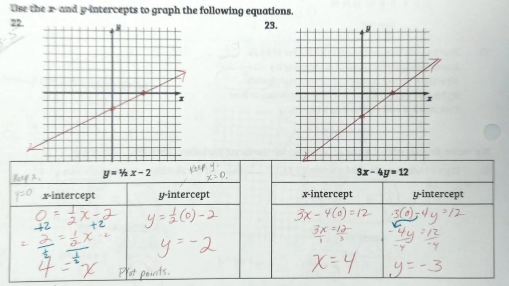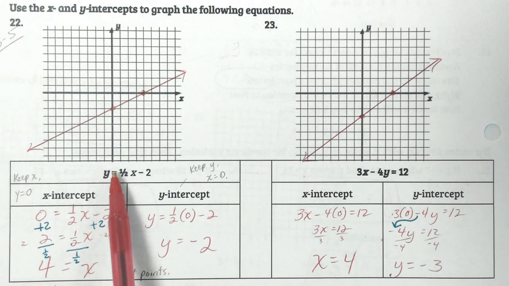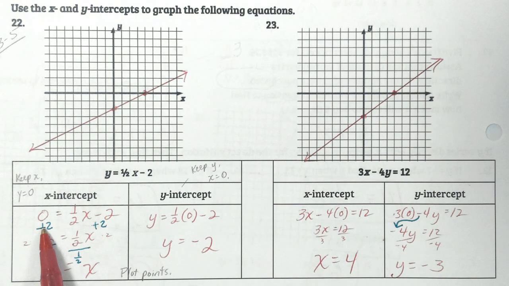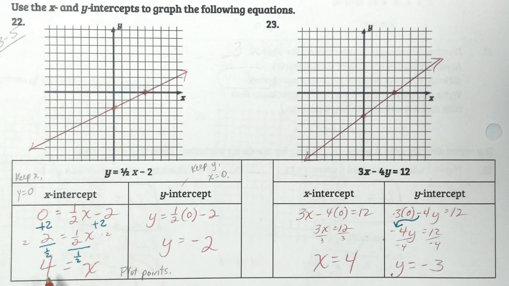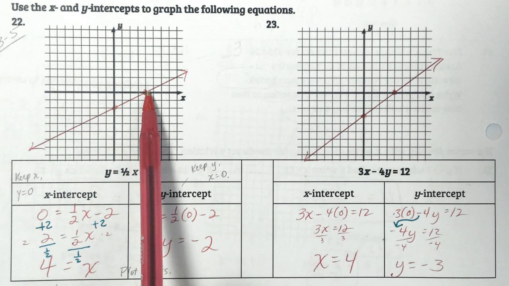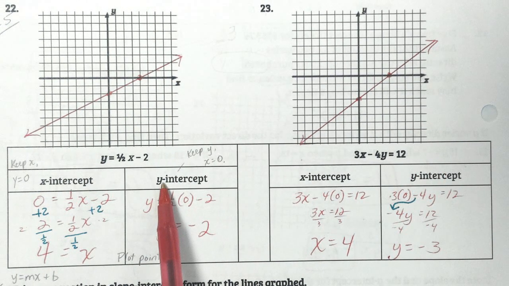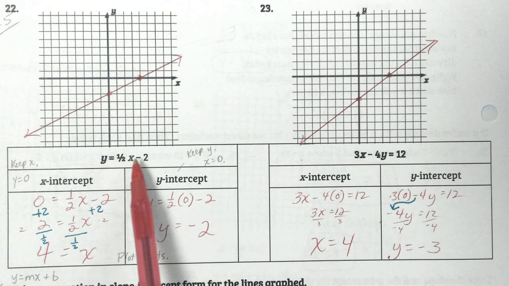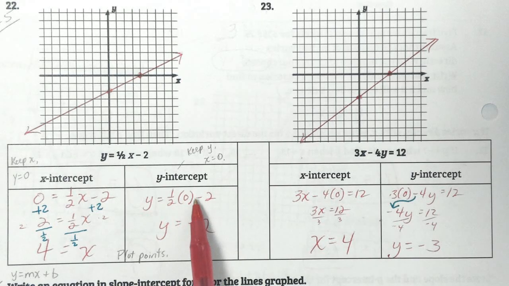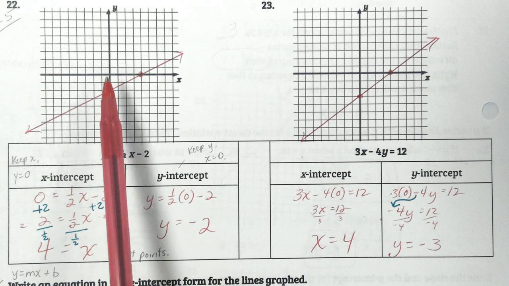So when you're looking at this, we did the same thing here. I made it 0 equals 1/2 x minus 2. Add 2 to both sides. Divide by that coefficient on both sides, and you get x is equal to 4. So on my x-axis, I went to the right 4. On this one, I plug 0 in for x. Y equals 1/2 times 0 minus 2. Well, 1/2 times 0 is 0. 0 minus 2 is just negative 2. So I went down to negative 2.